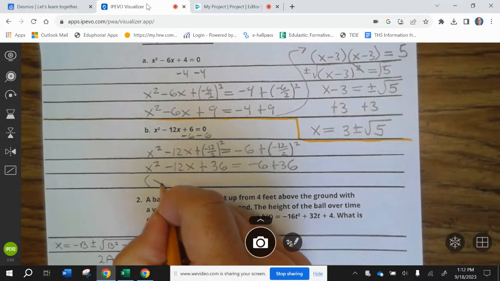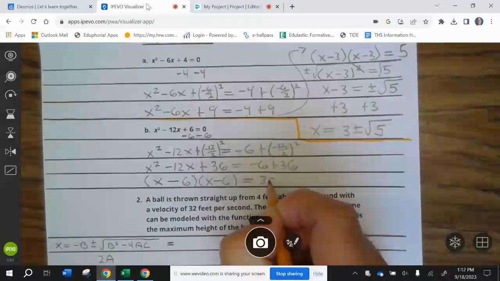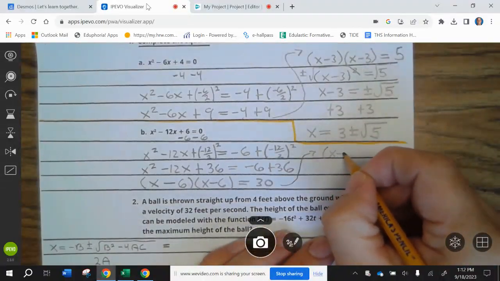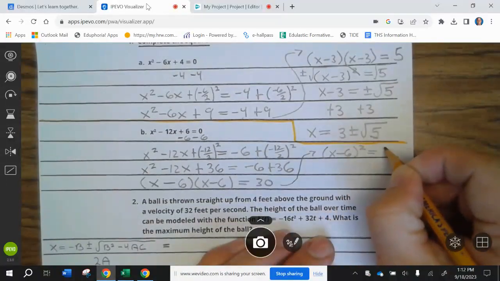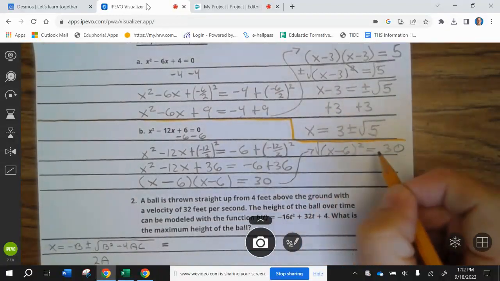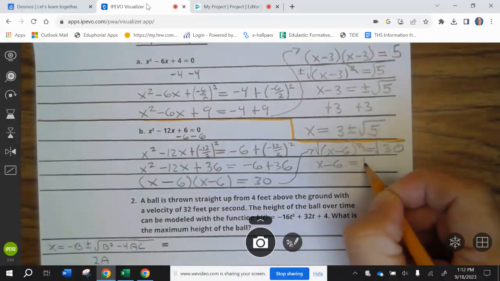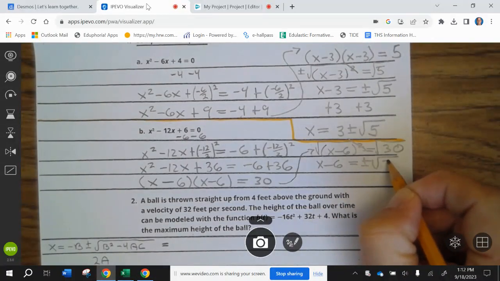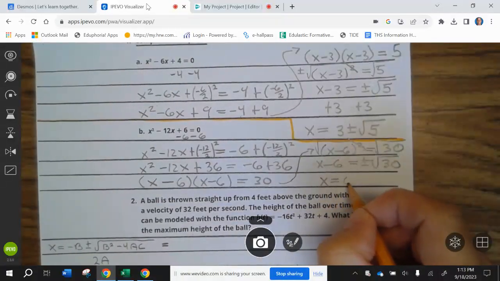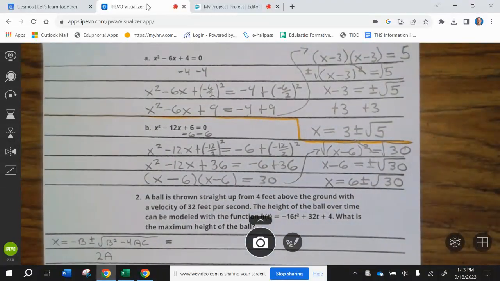Well, this factors to become x minus 6 squared equals 30. Take the square root of both sides. That cancels. You get x minus 6 equals plus or minus the square root of 30. Add 6 to both sides. X equals 6 plus or minus the square root of 30. All right, go ahead and finish that up.